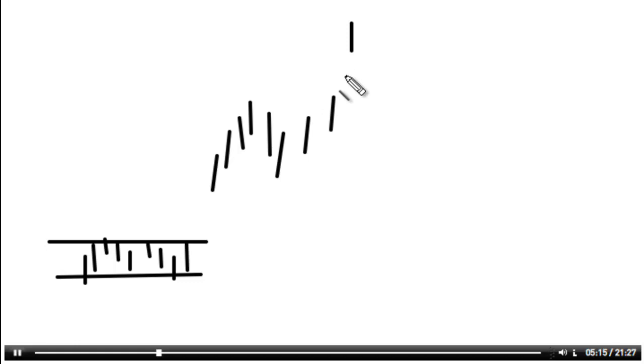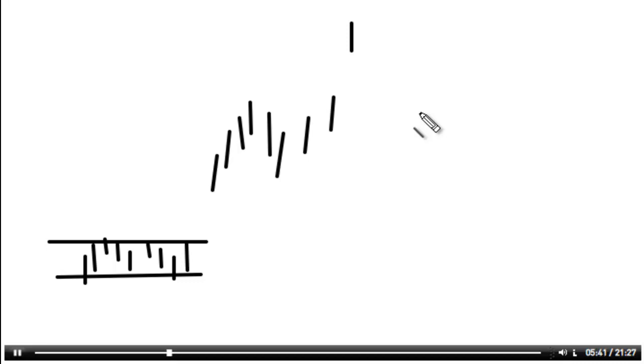So this is a continuation gap, and that just means that it occurs somewhere after the breakaway gap. Now you can have multiple continuation gaps as this market continues to move up. It's just part of the continuing move of this new trend. And how many continuation gaps will you have?